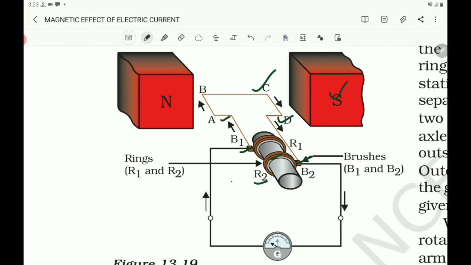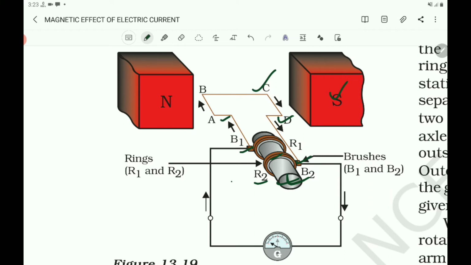The two rings R1 and R2 are internally attached to an axle. Observe here, it is an axle. The axle may be mechanically rotated from outside to rotate the coil inside the magnetic field. If the axle rotates, the coil which is connected to it rotates. So, rotation can be made through the axle.